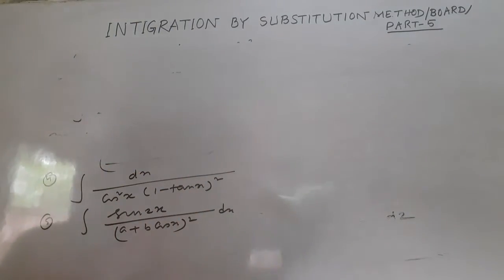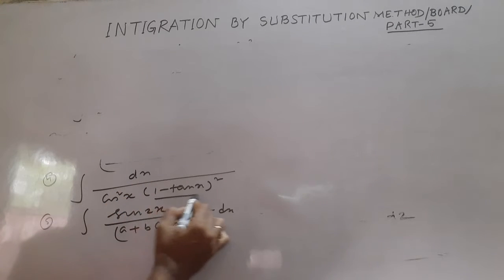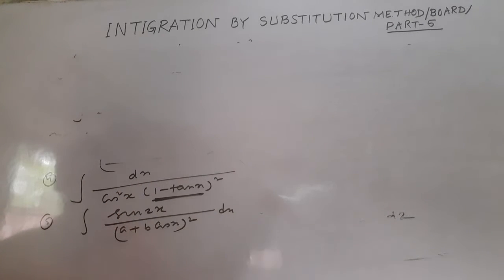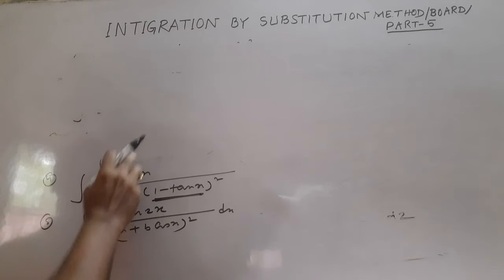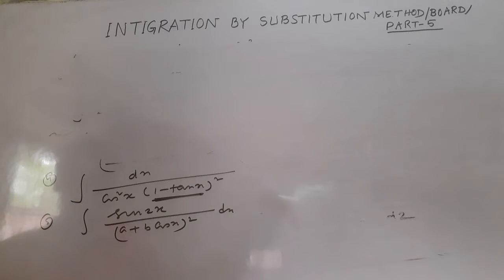Next, this one is simple. So you put 1 minus tan x equals z. Exactly the same. This is sec square x. So you get the result.